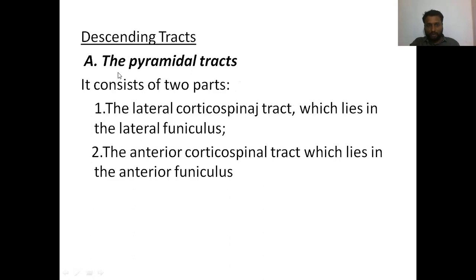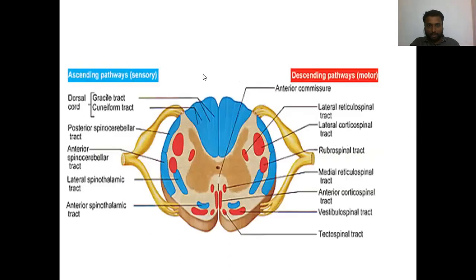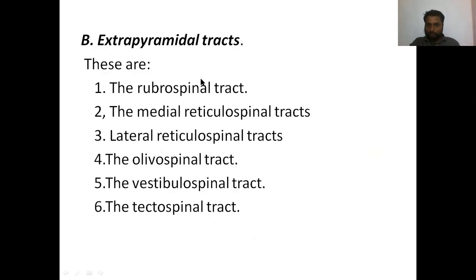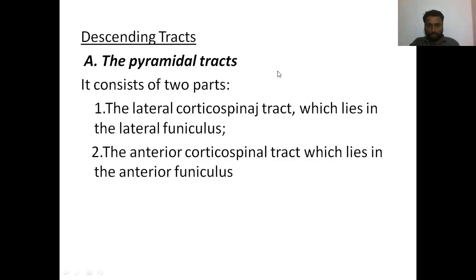Okay, so now what are they? Descending fibers, now it is clear, are of two types: pyramidal and extra pyramidal. Pyramidal means starting from the pyramidal cells. So pyramidal tracts are of two types: lateral corticospinal tract and anterior corticospinal tract. Anterior means it lies in the anterior part of the spinal cord, so it is known as the anterior corticospinal tract, and the other lies in the lateral part.